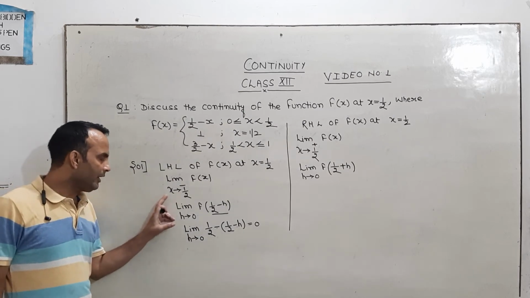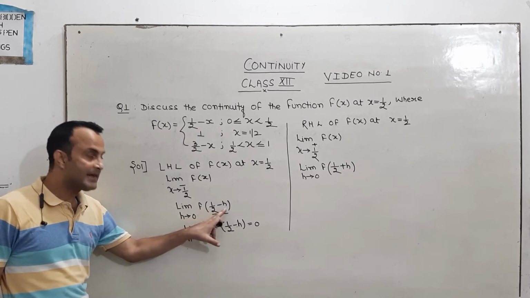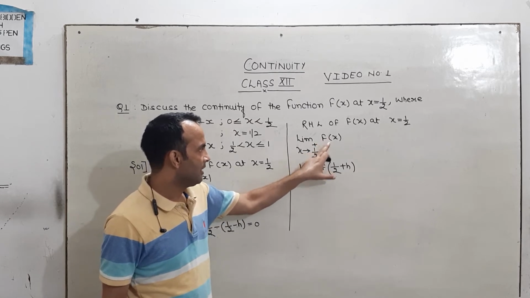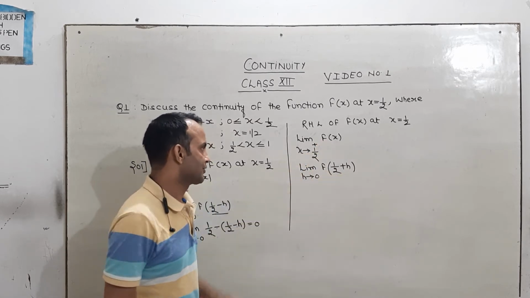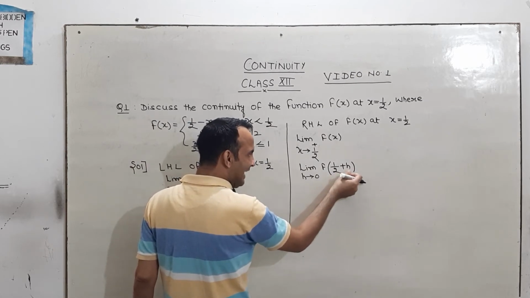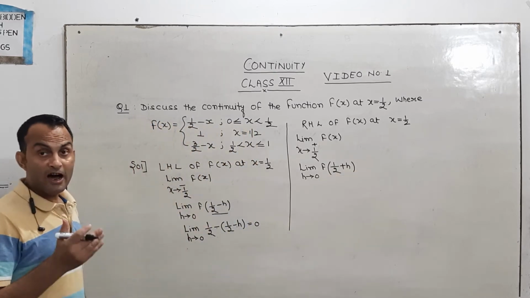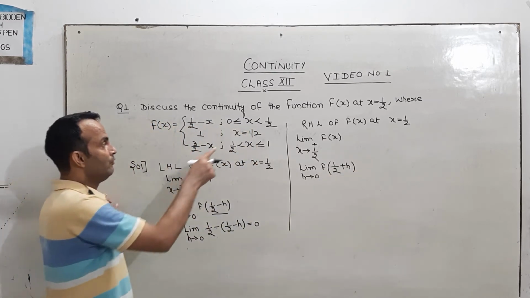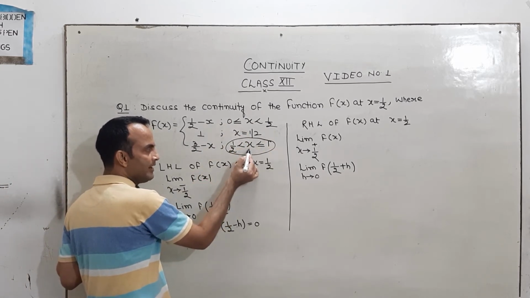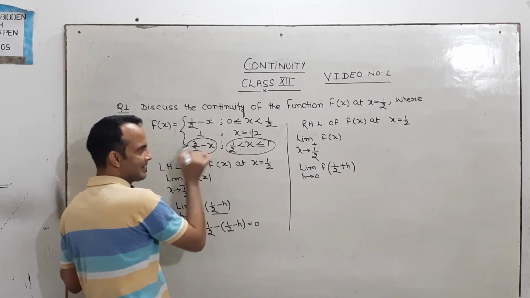Whenever we take x tends to a negative, we have to take f of a minus h, and whenever we take x tends to a positive of f(x), we have to take a plus h. See here, now we have to select the value which is greater than half, because half plus h means greater than half. Which value is greater than half? You can see this value is greater than half, because here x is greater than half, so select 3 upon 2 minus x now.